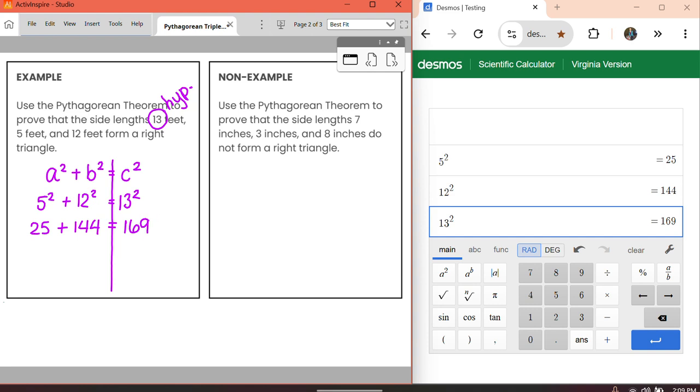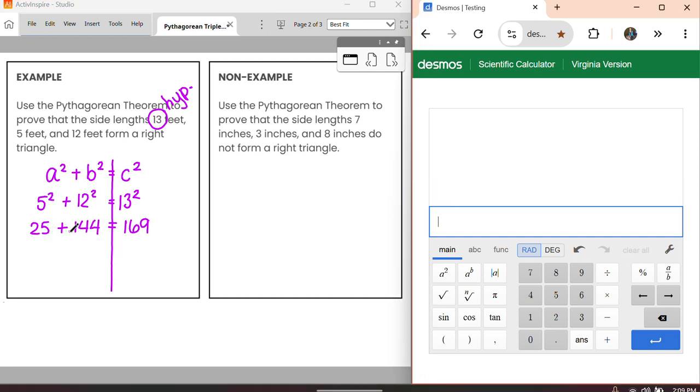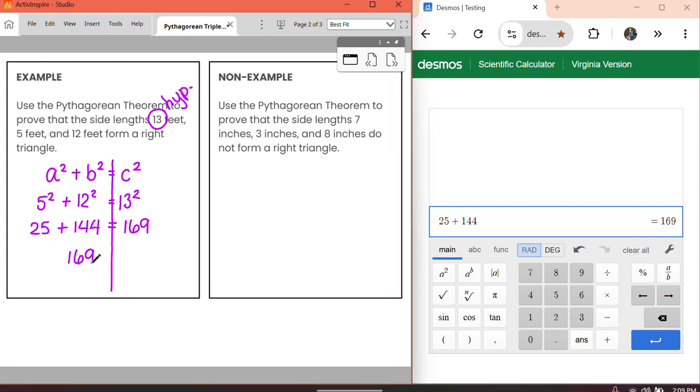Now, I still can't say for certain that the left side and the right side are equal to each other because on the left side, I've still got these two numbers. So I'm just going to add those two numbers together, like it says, add, and write down my answer. So I got 169 on the left side, and I got 169 on the right side. So that means, yes, these three lengths do form a right triangle. So if I could give you a stick that was 13 feet long, another stick that was 5 feet long, and another stick that was 12 feet long, you could arrange those into a perfect right triangle.